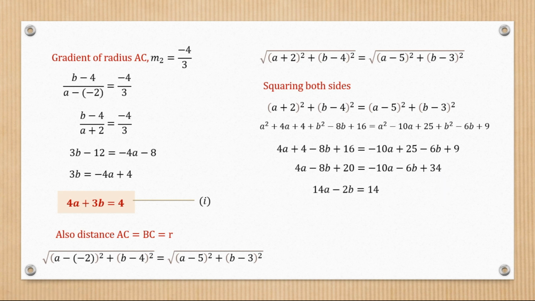So now I'll have 14a minus 2b being equal to 14. Divide all by 2 and I'll have 7a minus b being equal to 7, and that shall be equation 2. Alright, so I'll make b the subject in equation 2, and then b shall actually be equal to 7a minus 7.